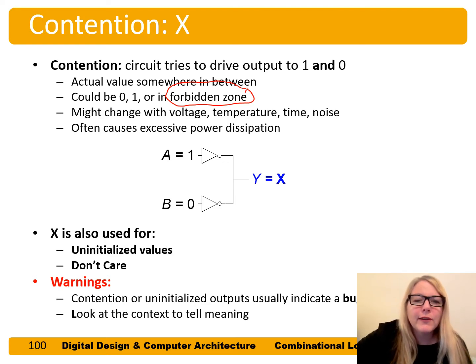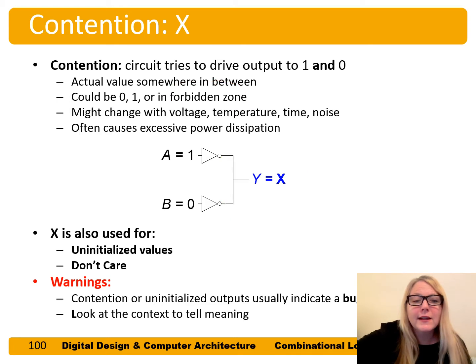Here's an example of how we might get contention, where we violate our combinational logic rules and tie two outputs together of these two inverters. One is trying to drive the output to 0. This top inverter is trying to drive the output to 0. This bottom one is trying to tie it to 1. And so Y, this output, is contention.